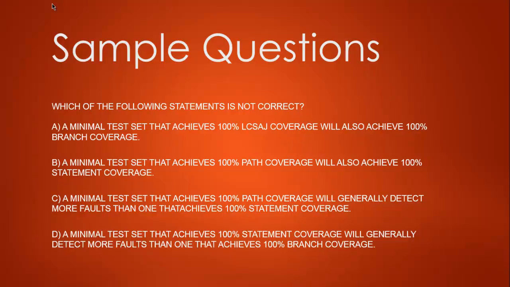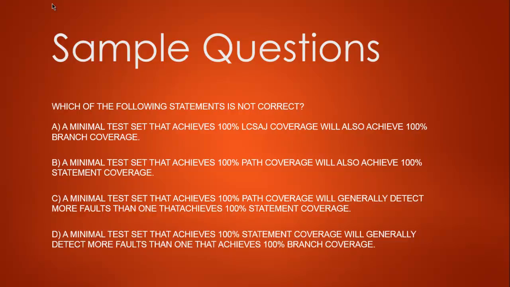Okay, so let's take this second question. Which of the following statement is not correct? Read again. Which of the following statement is not correct? Minimal test set that achieves 100% linear code sequence jump coverage will also achieve 100% branch coverage. So this is true. Then minimal test that achieves 100% path will also achieve 100% statement coverage. True. Then comes 100% path coverage, that it takes more tests than one that achieves 100% statement coverage. Again true. So 3 options are true here.